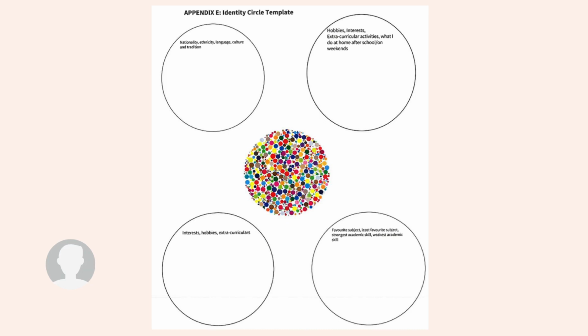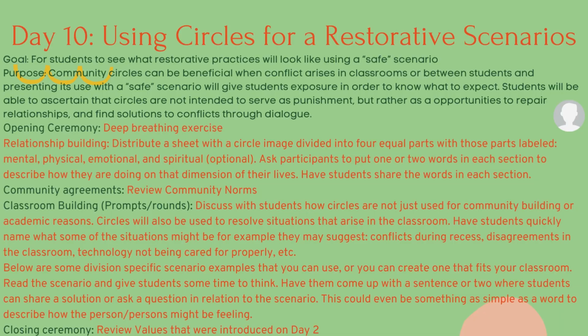Here's an image of the identity circle template mentioned in the previous slide. As you can see, it lists a few categories that are intended for students to brainstorm some of the key aspects of their identity. Day 10 is an opportunity for teachers and students to talk about how circles can be used for restorative purposes using a safe scenario. This is a good opportunity to emphasize also that even when circles are used for restorative purposes, they are not intended to serve as punishment, but rather as an opportunity to repair relationships and find solutions to conflicts through dialogue.